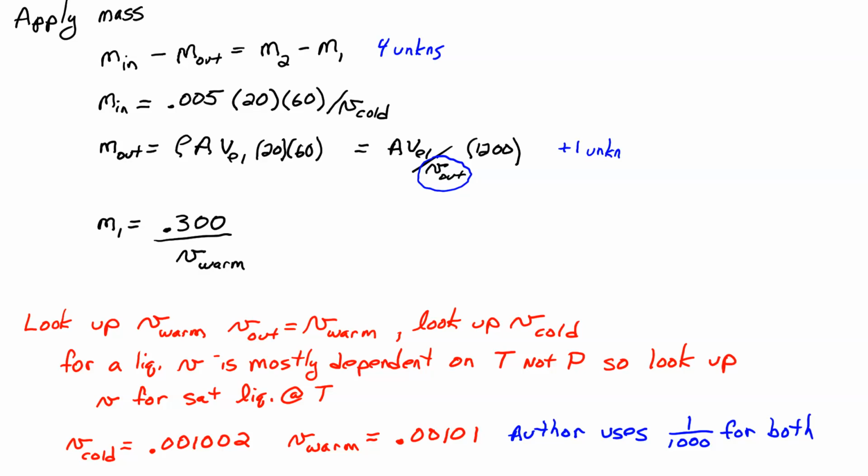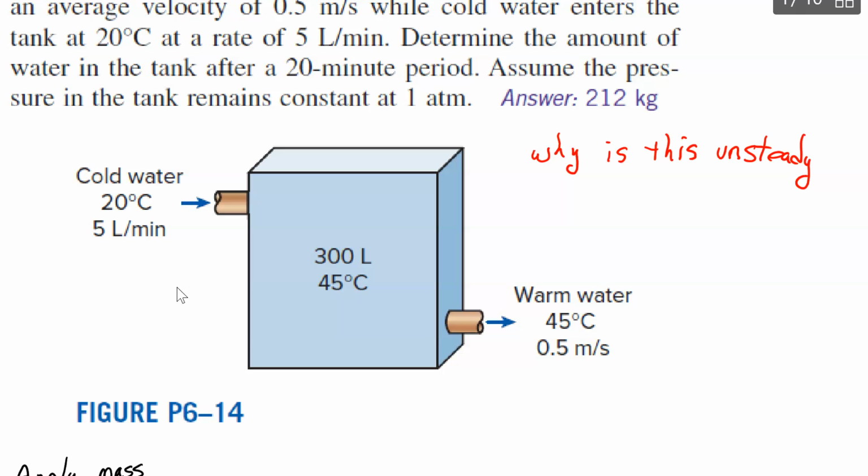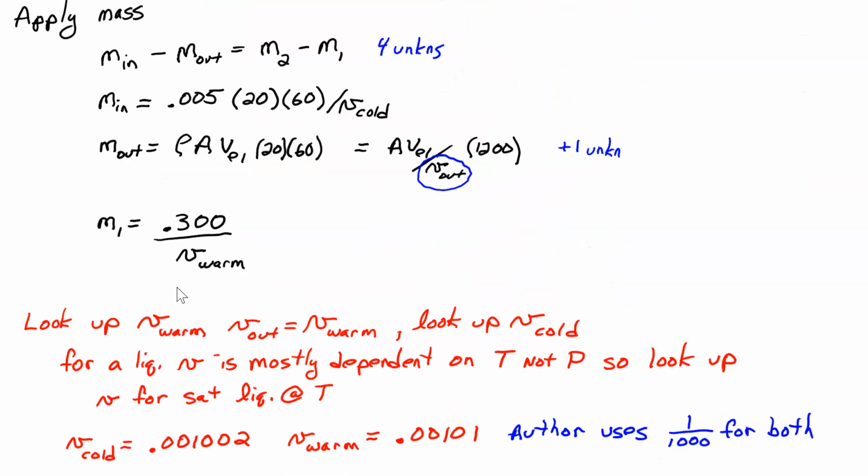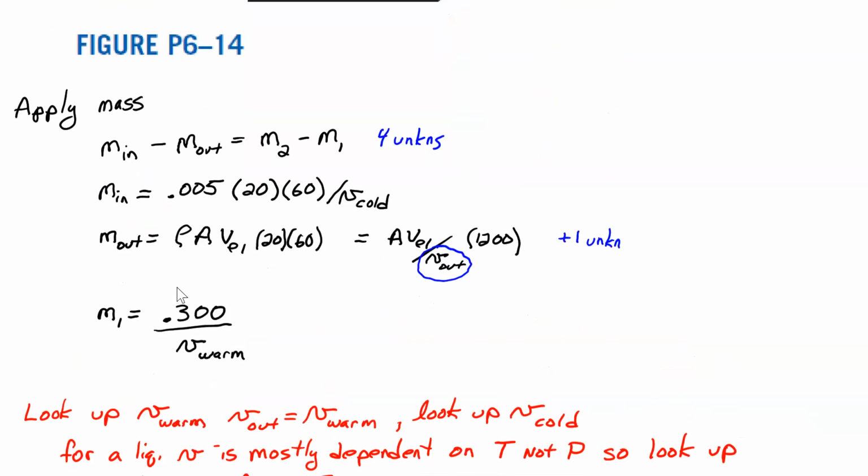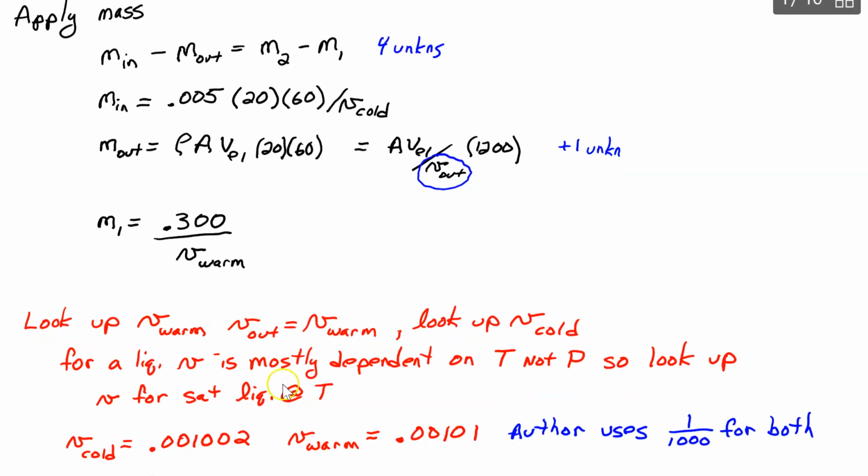So for the temperature of the cold water, which was 20 degrees, I think, I'll scroll up here. 20 degrees. You look up saturated liquid at a quality of 0. It's all liquid at 20 degrees centigrade, and you'll get this volume. The warm water is at 45 degrees. So you would look up the volume of saturated water at 45 degrees, and that'll get you this v here.